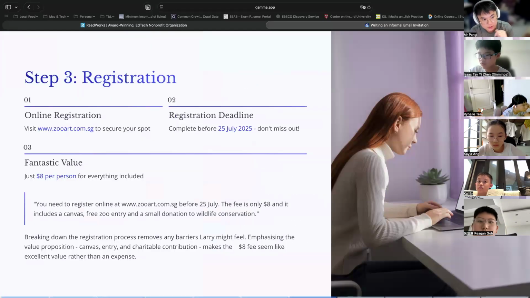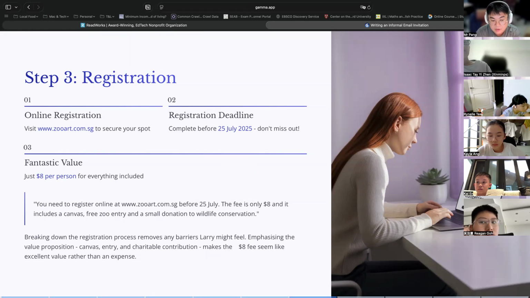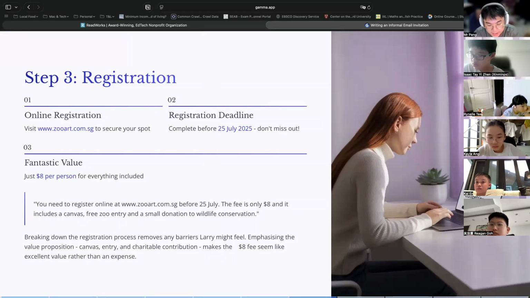Okay, then registration, right? I need to give my cousin the means to register, right? And I'm not going to register for him. I'm going to ask him to do it by himself, right? So I need to give him the website. Okay, you need to register online at www.zooart.com.sg before 25th July. Can anyone tell me why it is important to include 25th July? Why not just say register at this website and then leave it at that?